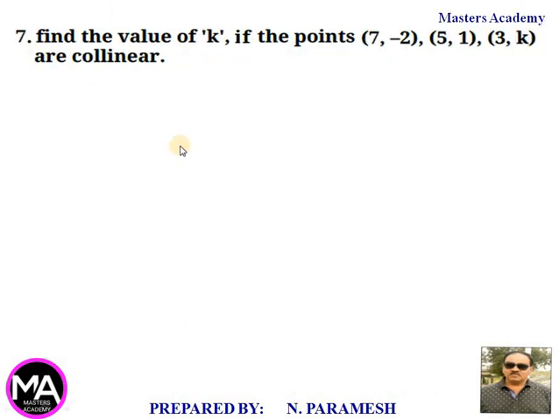Seventh question: find the value of k if the points (7, -2), (5, 1), (3, k) are collinear.